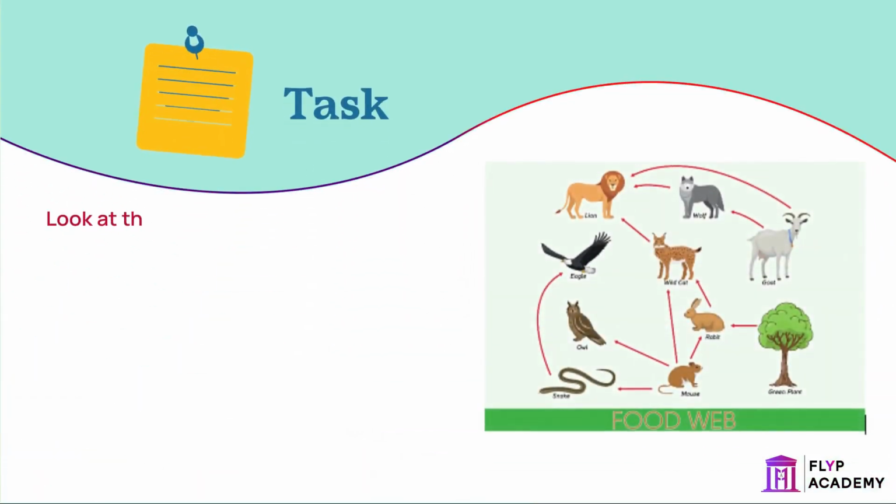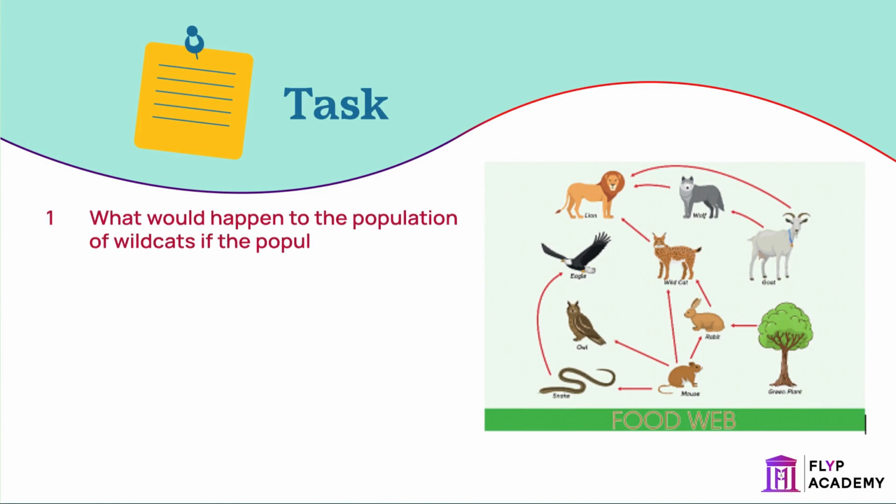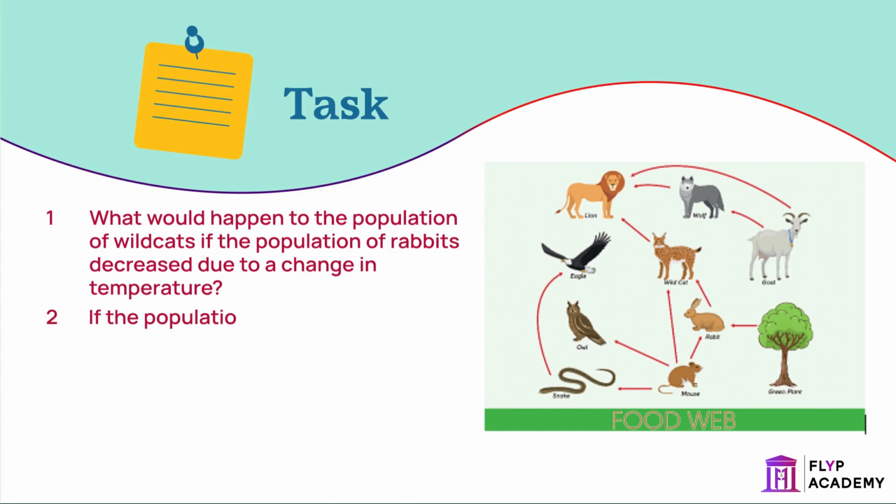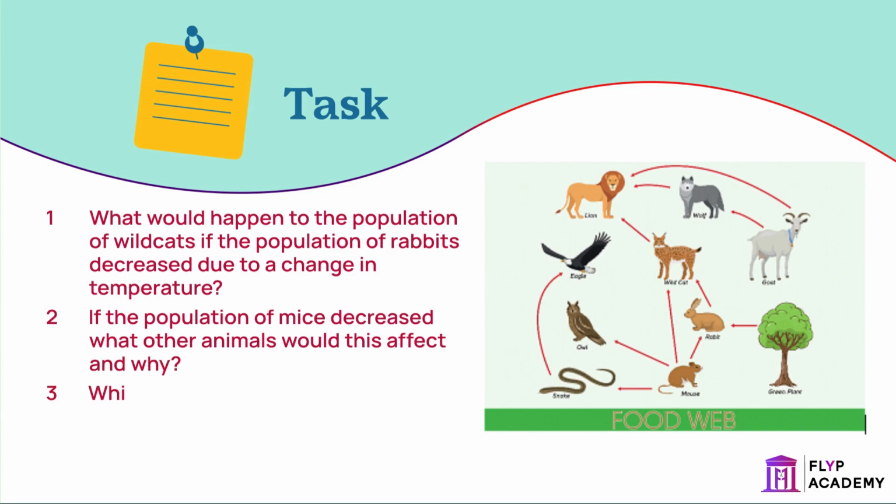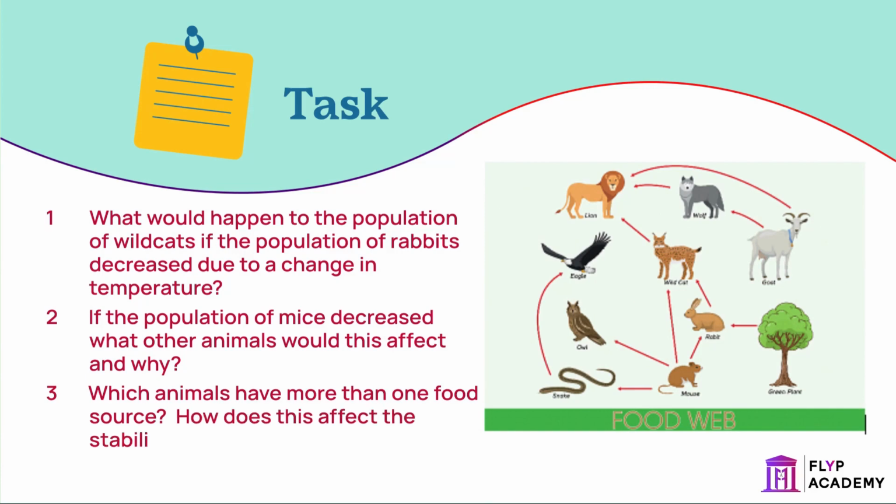Task. Look at the food web below and use it to answer these questions. 1. What would happen to the population of wildcats if the population of rabbits decreased due to a change in temperature? 2. If the population of mice decreased, what other animals would this affect and why? 3. Which animals have more than one food source? How does this affect the stability of their food availability?